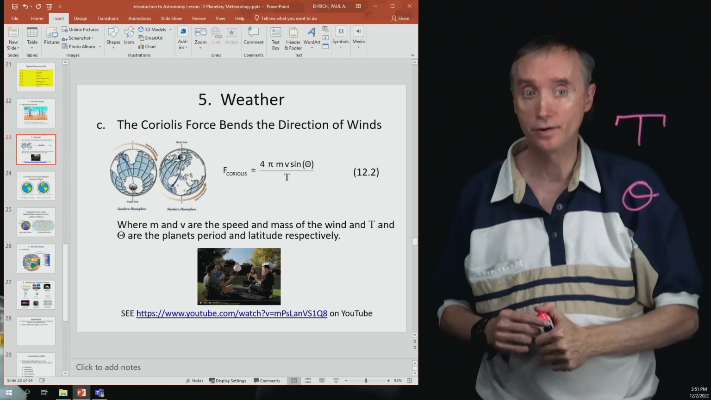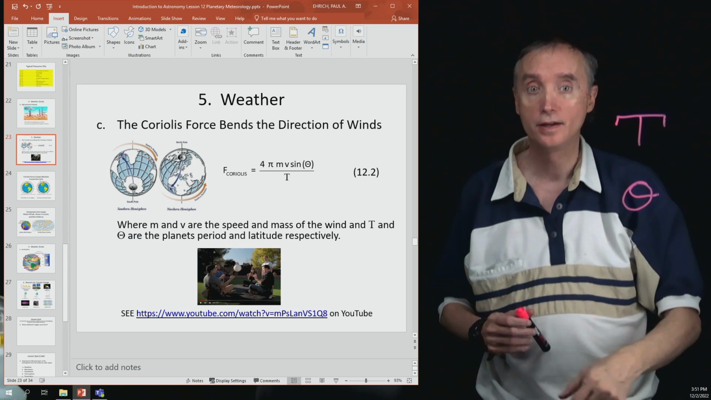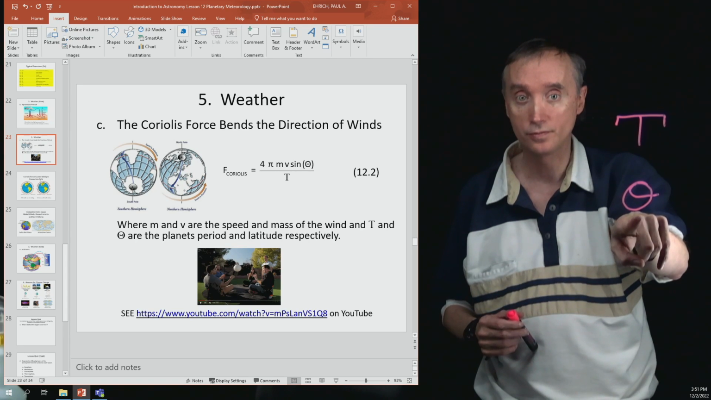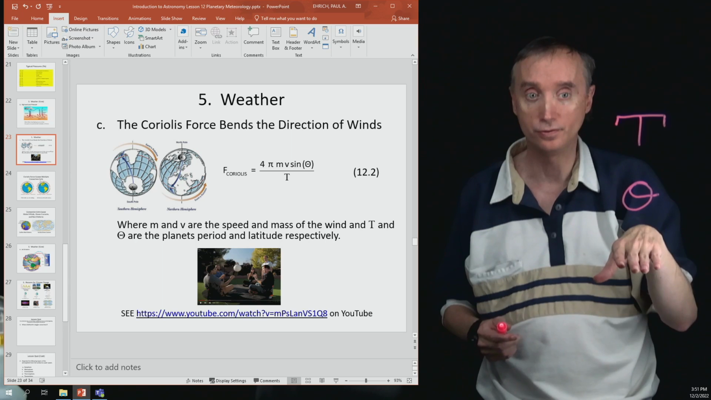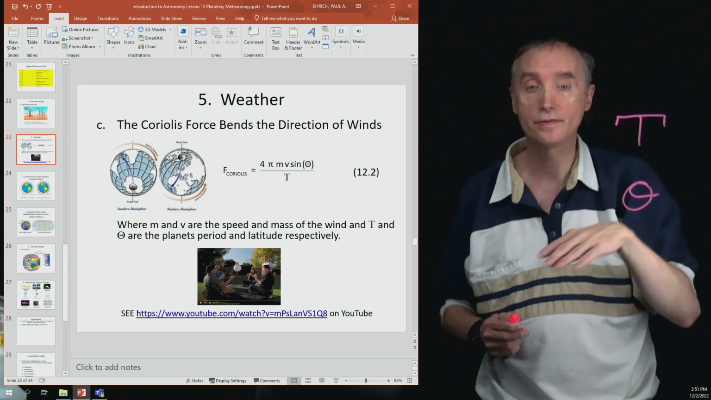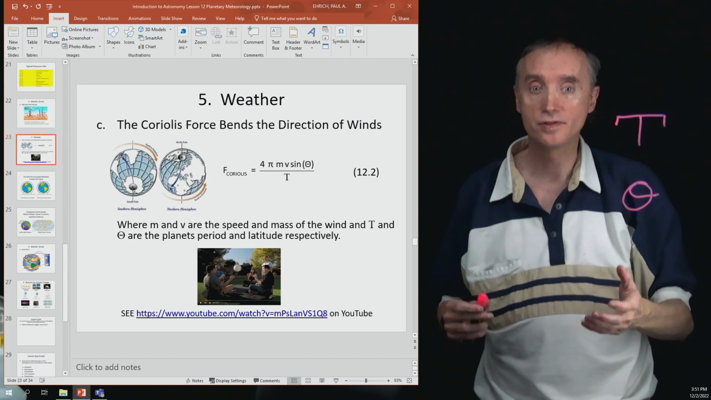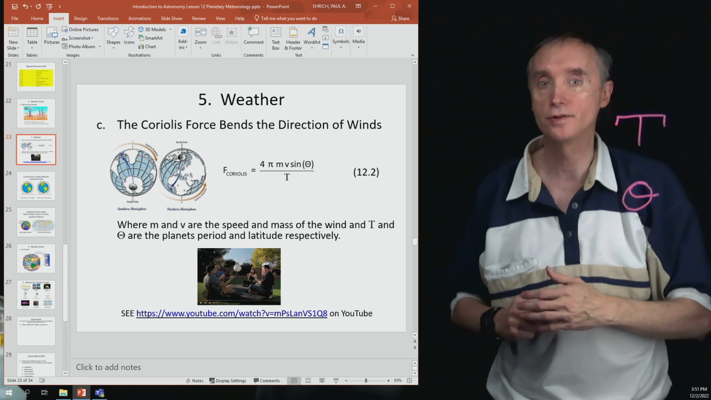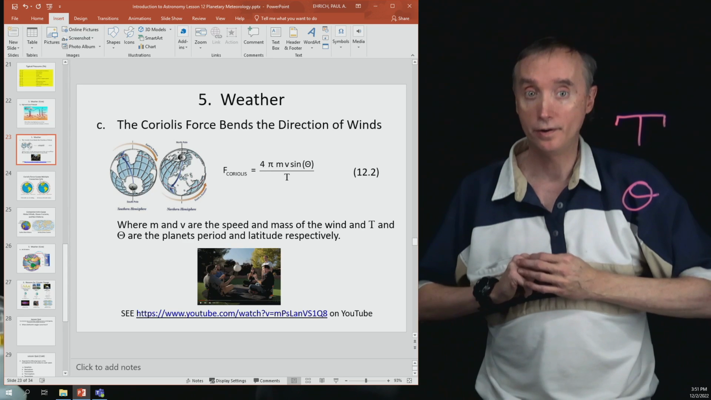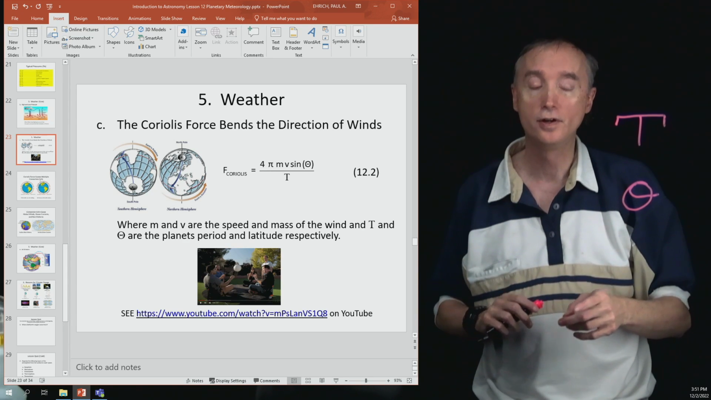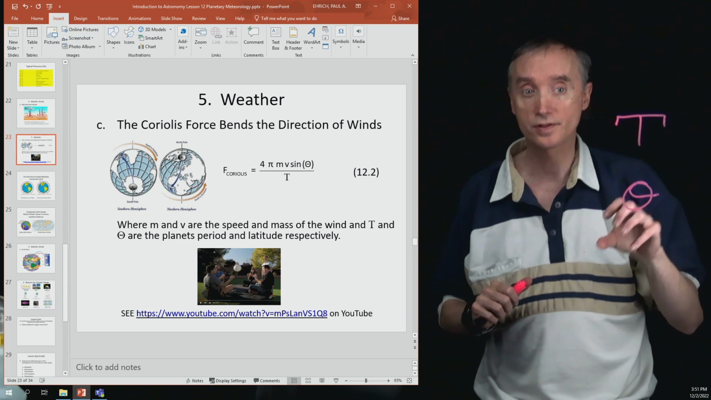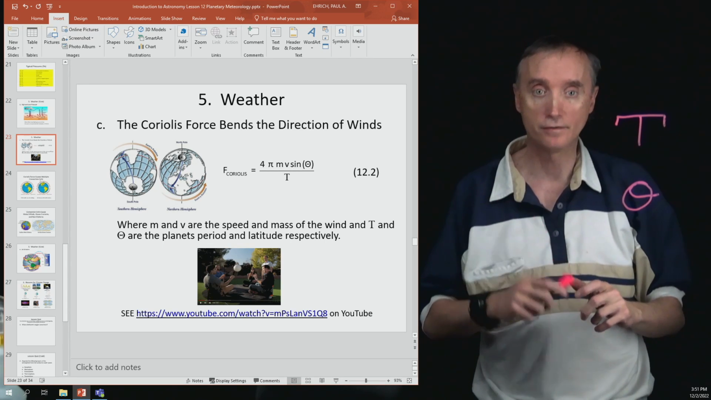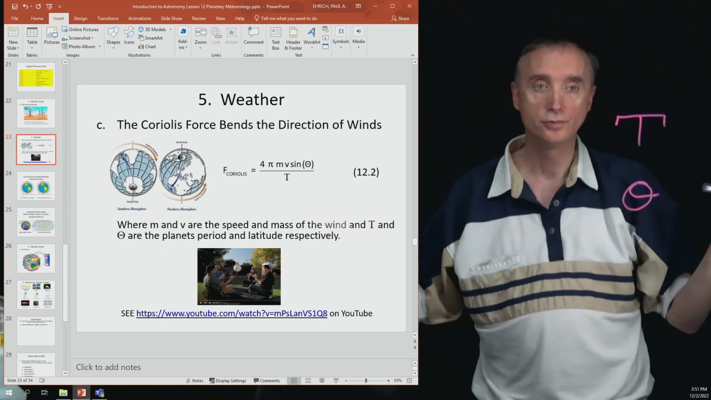At the equator, it turns out that theta is 0, so 0 latitude when you're at the equator. And the sine of 0 is 0, so you don't feel the effects of the Coriolis effect at the equator. But as you start to move towards the north or the south pole, the effects become stronger and stronger because of that formula. Who cares?